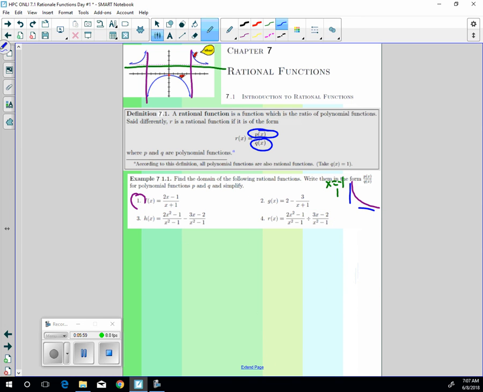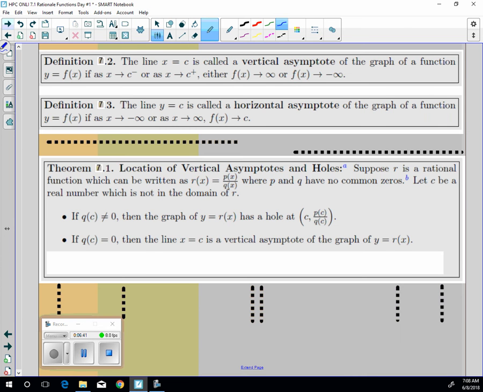Let's try this number 2 here. Number 2 says g of x is equal to 2 minus 3 over x plus 1. Whenever we deal with fractions, we like to have the same denominator. So we can multiply by 1, which is (x plus 1) over (x plus 1). And that's just going to give us 2x plus 2 minus 3, which is 2x minus 1, all over x plus 1. And as it turns out, that's the same as what we just had, which is kind of cool. So that's a start to vertical asymptotes.